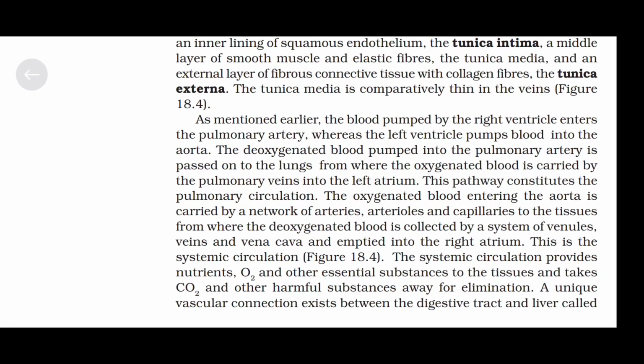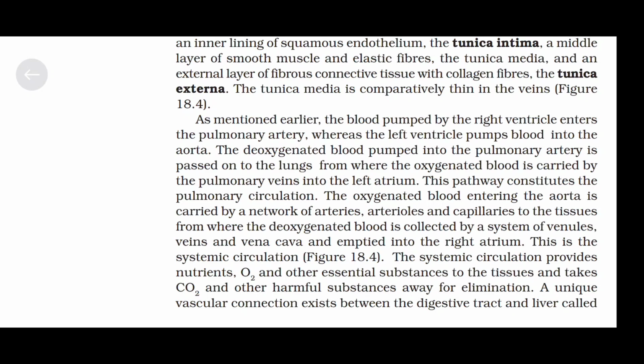The oxygenated blood entering the aorta is carried by a network of arteries, arterioles, and capillaries to the tissues, from where the deoxygenated blood is collected by a system of venules, veins, and vena cava and emptied into the right atrium. This is the systemic circulation.